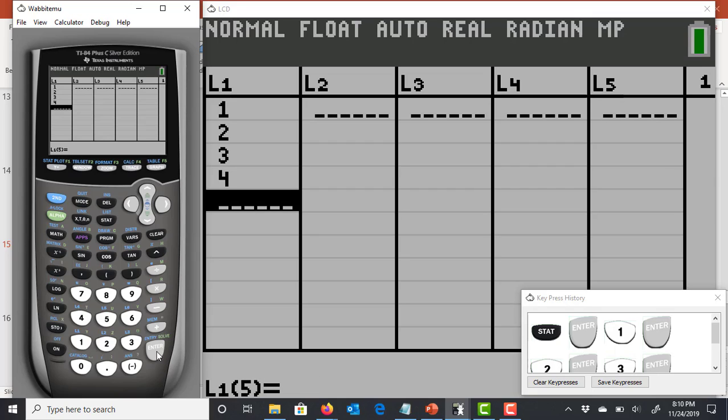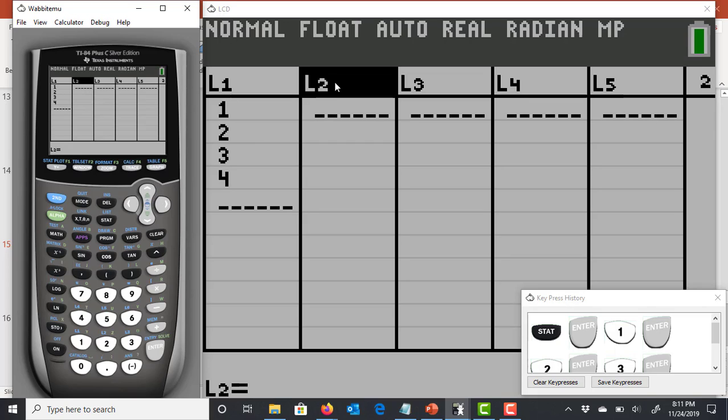Then for the second column on here, we can navigate over and go up to the top where it says L2 and type in the following formula, since we want the midpoint of each of these areas.